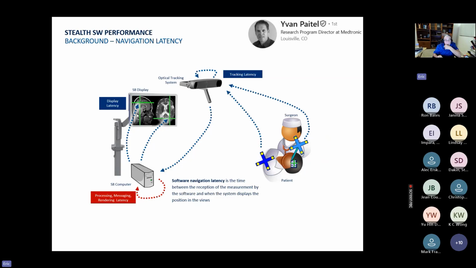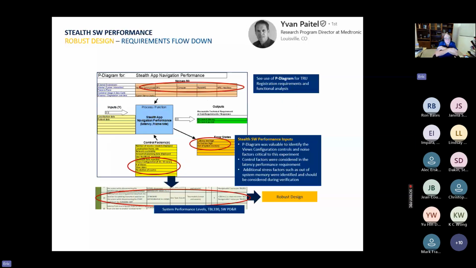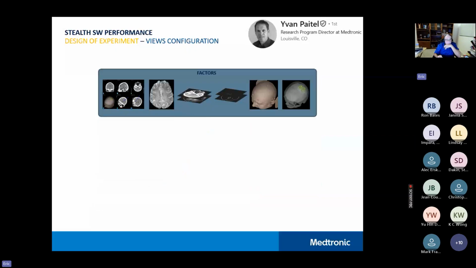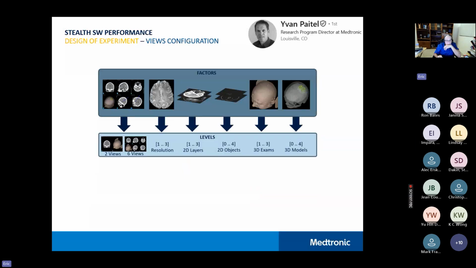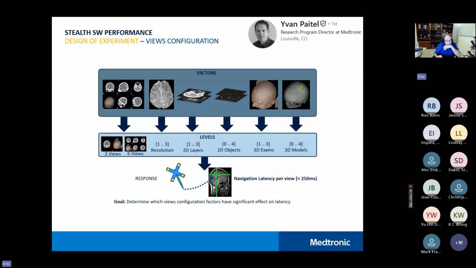So he wanted to optimize the software and hardware, but primarily the software, to optimize the latency so it would be less than the noticeable 250 milliseconds of delay or latency. So he did a P diagram figuring out the control factors and noise factors involved in that latency. So he came up with what their different factors were, and for each of the factors, came up with different levels in this experimental design, looking at the latency, and again, wanted to be less than 250 milliseconds.